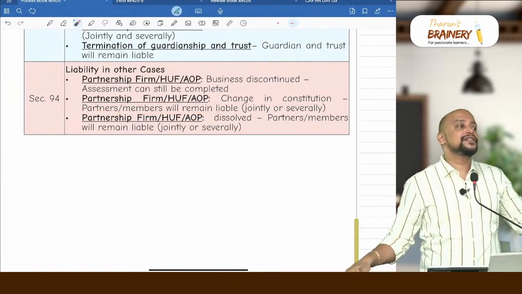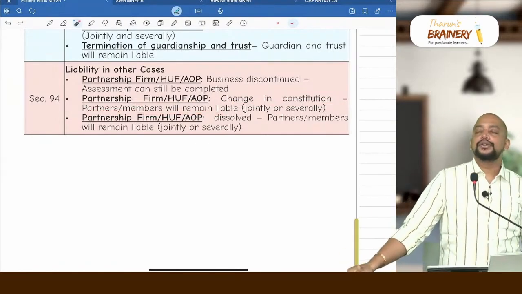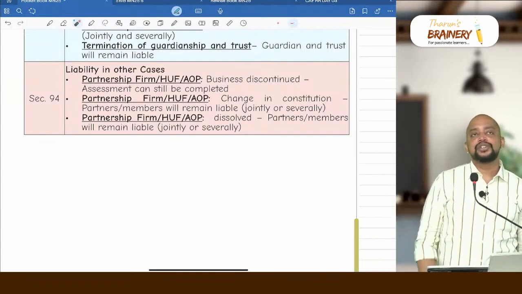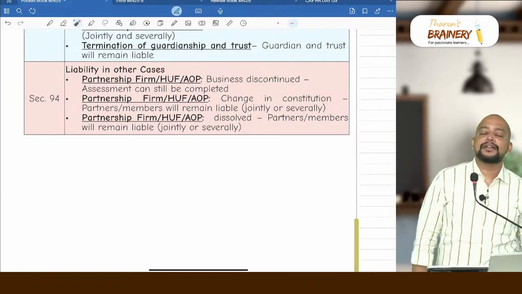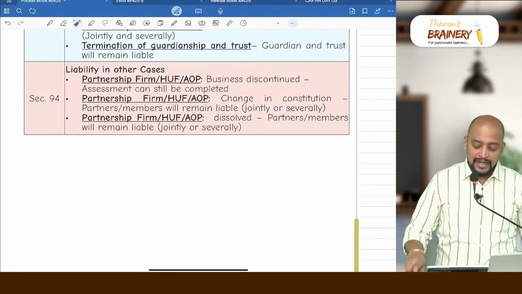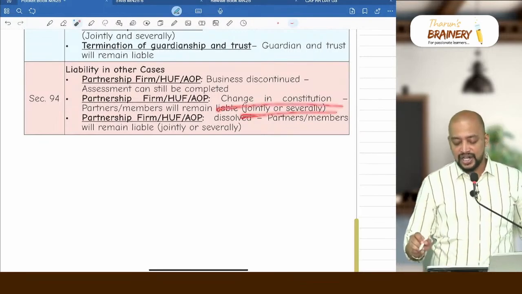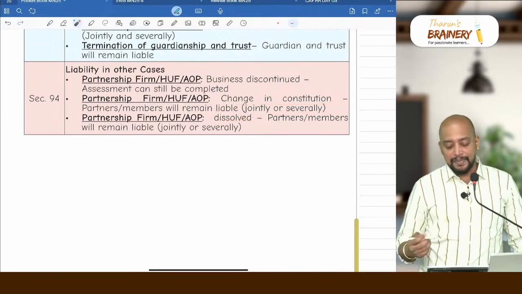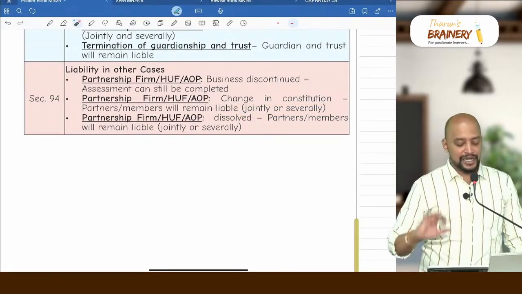For example, there is a newly admitted partner. When the newly admitted partner is there, before the date of his admission, there are some GST dues. Whether the newly admitted partner is also liable for those dues? Yes, because of joint and several liability. Change in constitution, partnership firm, HUF or AOP dissolved, still the partners or members will remain liable jointly and severally.